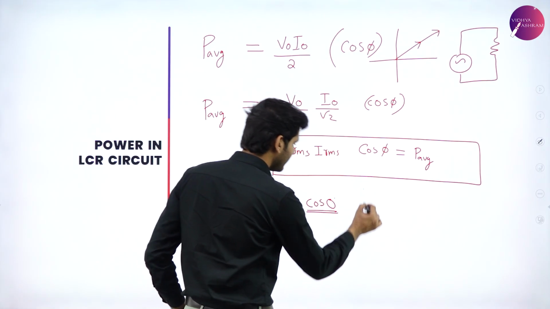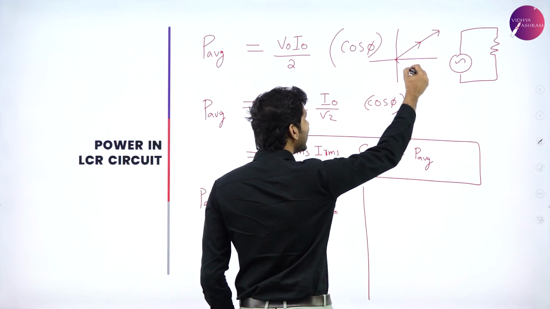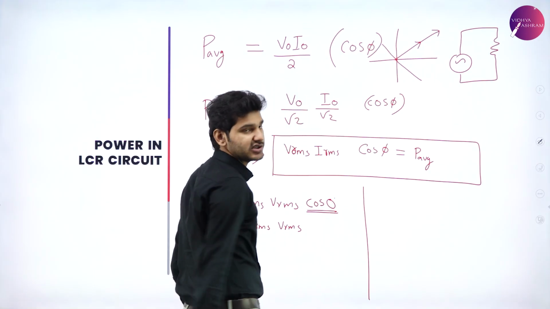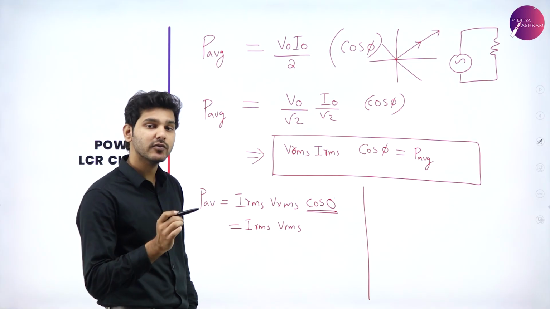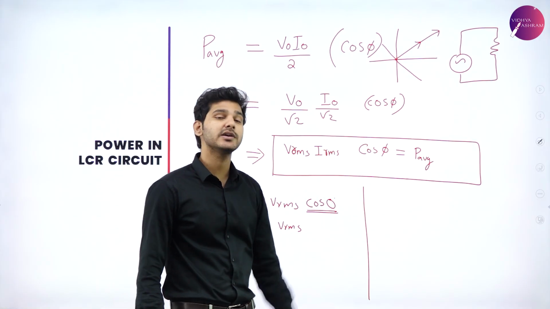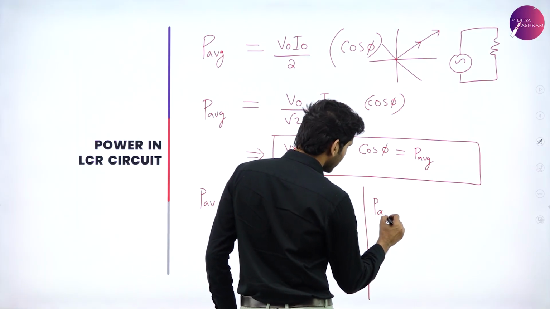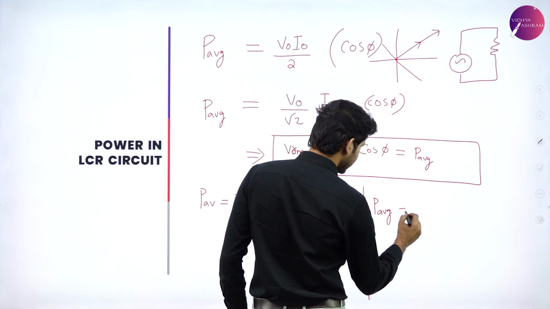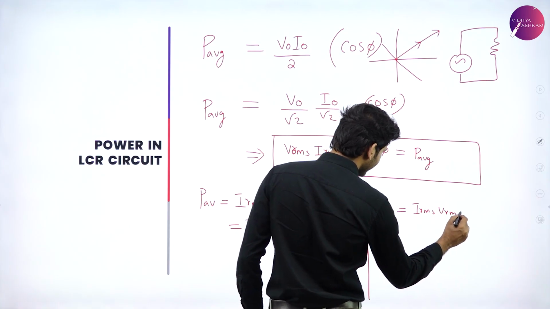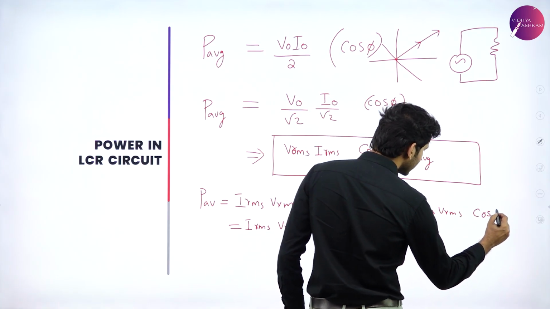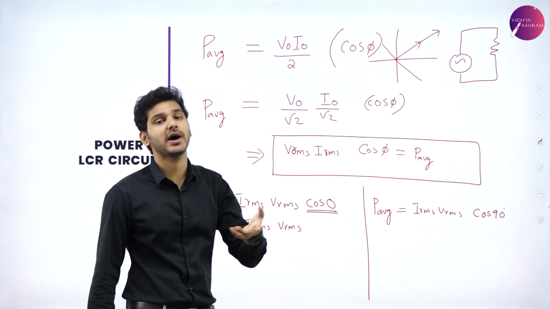Again, in a purely inductive or capacitive circuit, current either lags or leads the voltage. There is a difference of 90 degrees. The phase angle difference between current and voltage is 90 degrees, which means phi will become 90 degrees. So in a purely capacitive or purely inductive circuit, power will be equal to IRMS into VRMS into cos 90 degrees, right? Even if it is leading or lagging, it is by 90 degrees.